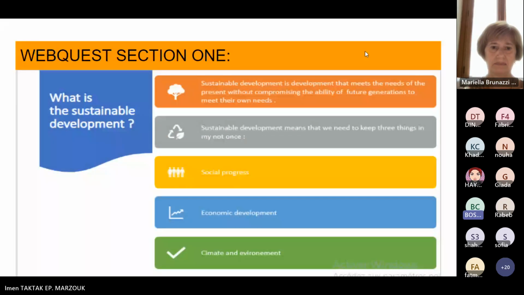Okay, so now the second one. Sustainable development means that we need to keep three things in mind, not one: progress, economic development, and climate and environment. Next one, please. Could you please go to the next slide? Imen, can you move on to the next slide?